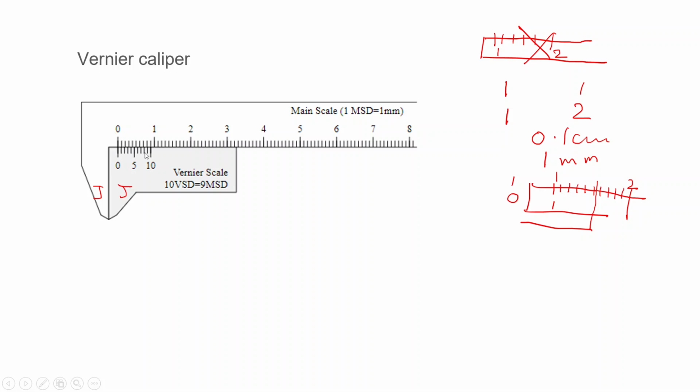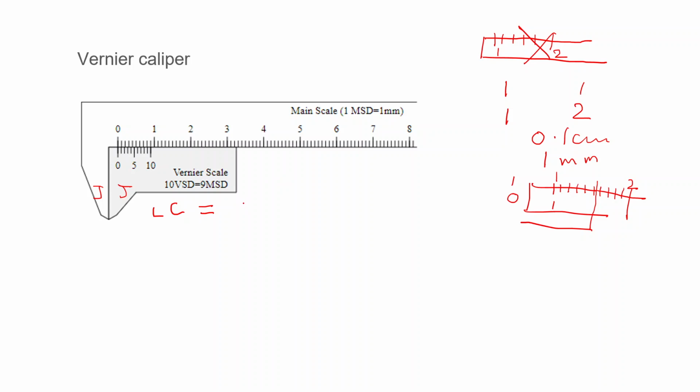In this situation, we can see that 10 divisions on the vernier scale are matching with 9 divisions of the main scale. So definitely it's not 1 centimeter. If we want to find out the least count of the vernier scale, the formula is like this. The least count is also called the vernier constant. Least count and vernier constant are the same thing.